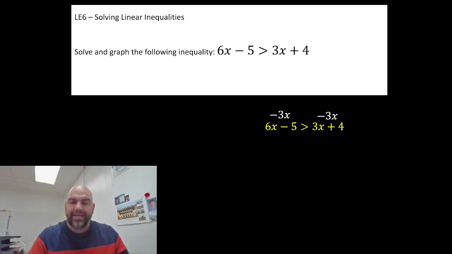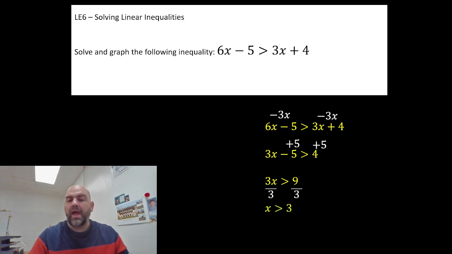That means it's going to cancel out on the right, and 6 minus 3 is 3. So we're going to get 3x minus 5 is greater than 4. Now we only have a single x, so let's try to isolate it. Add 5 to both sides. 3x is greater than 9. Divide by 3, and we get that x is greater than 3. Okay, so we've got x all by itself. This should be our answer. Any number bigger than 3 should make this work.